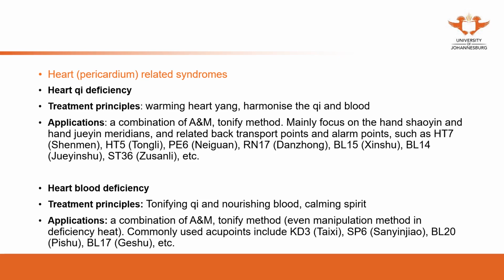Sanyinjiao, also on the spleen meridian. As you can see now, we are treating the heart problem from the spleen. Although bladder 20 is on the bladder meridian, it is specifically for the spleen, Pishu. Bladder 17, why do we use bladder 17? Geshu. Geshu is the meeting point of the blood. Blood meets on bladder 17.